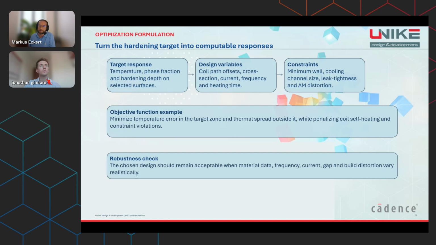Constraints protect reality. Minimum wall thicknesses, cooling channel sizes, leak tightness, and later also additive manufacturing distortion. One possible objective function can minimize the temperature error in the target zone while penalizing thermal spread outside the target zone, self-heating of the coil, and violations of manufacturing limits. Robustness is also important. A good candidate should not work only for an ideal material data set and a perfect air gap. It should remain acceptable under realistic scatter.